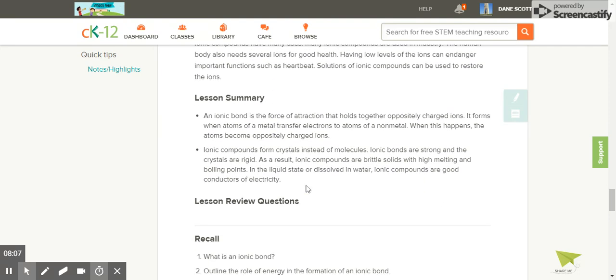In summary, an ionic bond is the force of attraction that holds together oppositely charged ions. It forms when atoms of a metal transfer electrons to atoms of a nonmetal. When this happens, the atoms become oppositely charged ions. Ionic compounds form crystals instead of molecules. Ionic bonds are strong and the crystals are rigid. As a result, ionic compounds are brittle solids with high melting and boiling points. In a liquid state or dissolved in water, ionic compounds are good conductors of electricity.